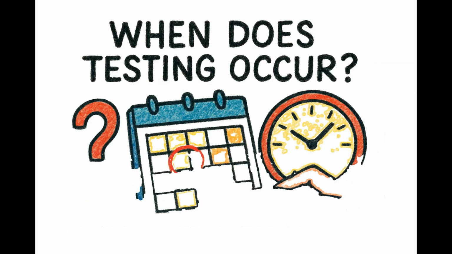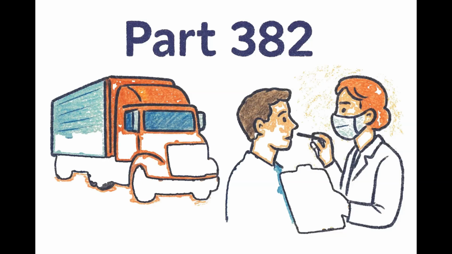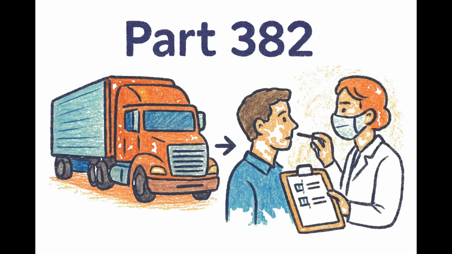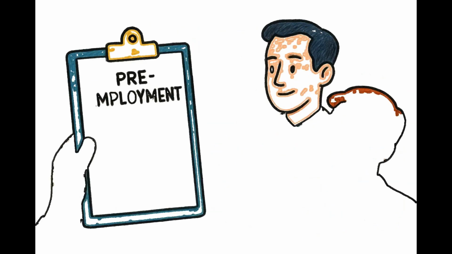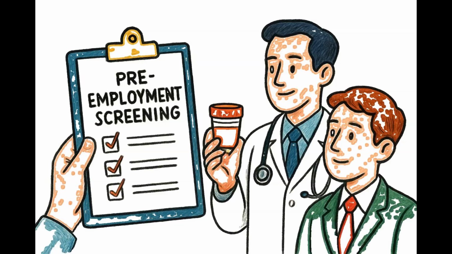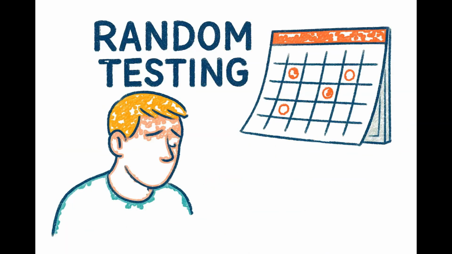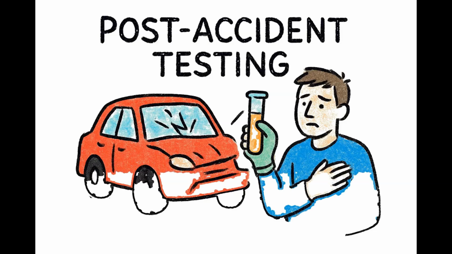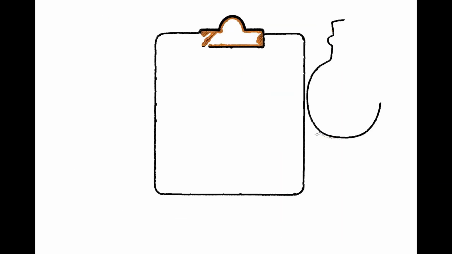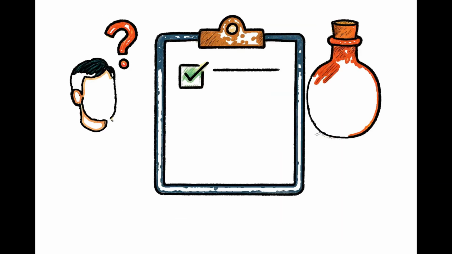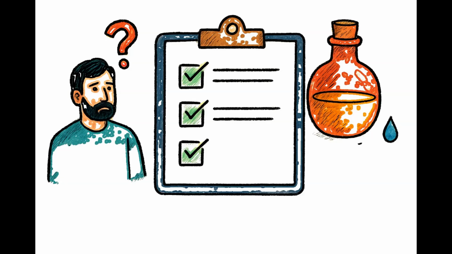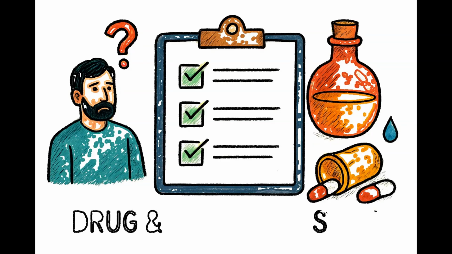Second, when does testing occur? Part 382 specifies the exact circumstances under which you must be tested. It covers pre-employment screening before you can even start a job. It mandates random testing throughout the year. It requires post-accident testing under certain conditions. It also includes testing based on reasonable suspicion, as well as the return to duty and follow-up tests we mentioned earlier.